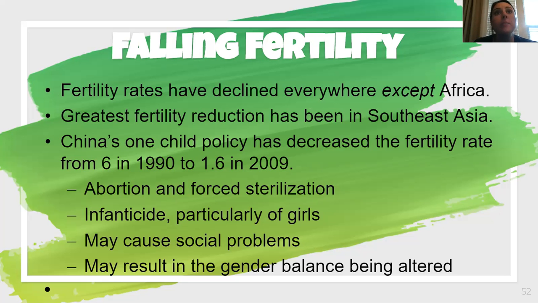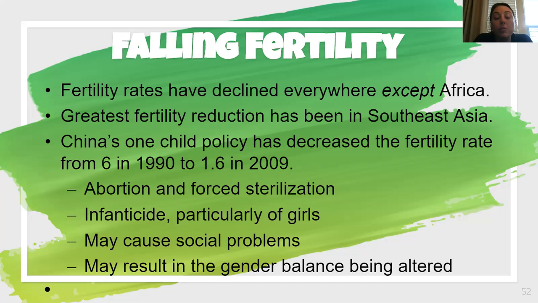We're talking about India. And then China's one-child policy decreased the fertility rate from 6 in 1990 to 1.6 in 2009. Remember that they were limited to just one child, although some families could apply for an exception and have two. That was removed, I think, maybe 2016, 2017. During that time, from 1990 to when it was removed, we saw lots of abortion and forced sterilization. We saw infanticide. That means killing babies, particularly girls.